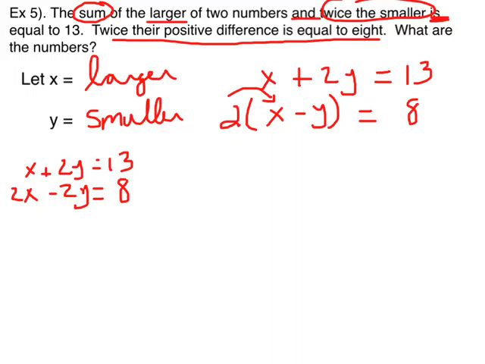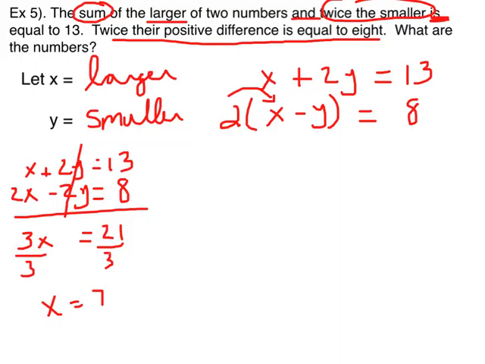Okay. Well, if I take a look right away, who falls out? Bingo, you're right. The y's, if I just add them, I don't even have to multiply anything. So if I take the x and the 2x, I get 3x. And if I take 13 and add 8 to it, I get 21. And I quickly divide it by 3, and x turns out to be 7. So I now know the larger number is 7. Okay? And all I have to do is figure out the smaller one.